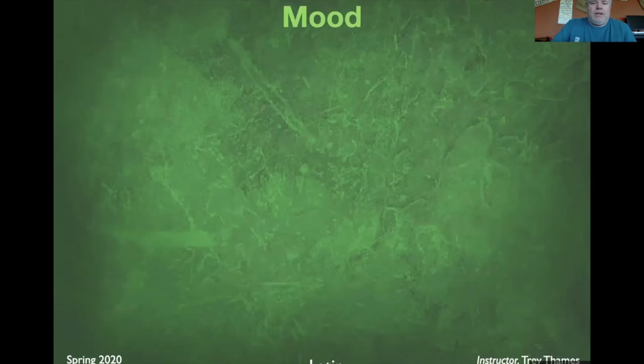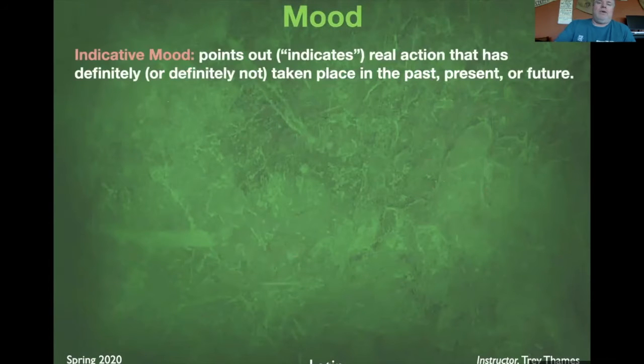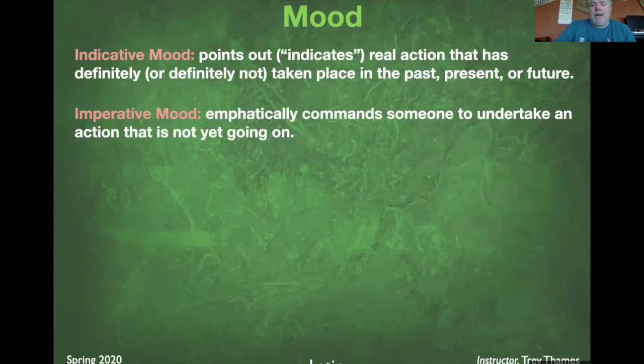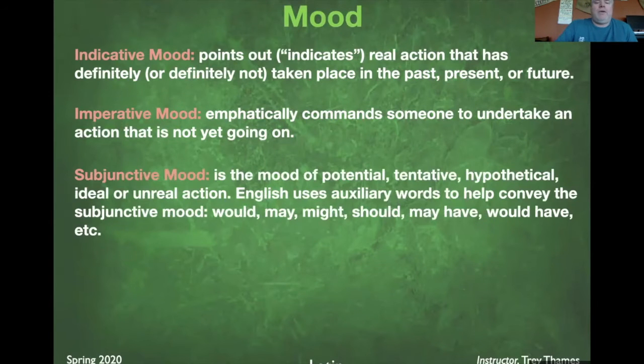So let's take a look. This is a reminder of what indicative mood is. It's the mood that points things out, real action, has or has not happened. Imperative mood is the command, as I just said a minute ago, generally for second person. And then the subjunctive mood is the mood of potential, tentative, hypothetical, ideal, or unreal action. In English, we use some auxiliary words like may or might, should, would, could, may have, would have, etc. to help convey this idea.